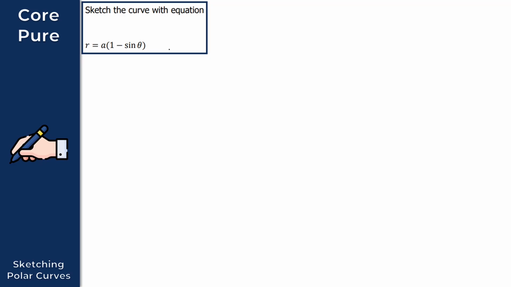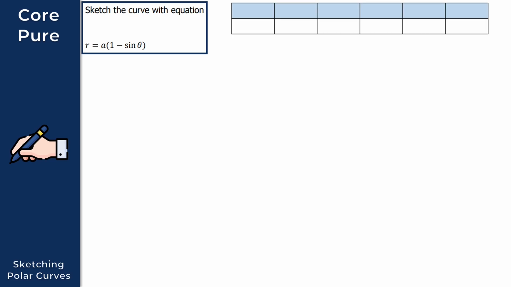For this question, it asks us to sketch this curve with this given equation. To sketch this curve, we need two things: a table of values, and our axes. For the table of values, along the top row will be values of theta. This question doesn't specify a domain for theta, so a sensible domain would be between 0 and 2 pi. In the bottom row will be the respective values of r.